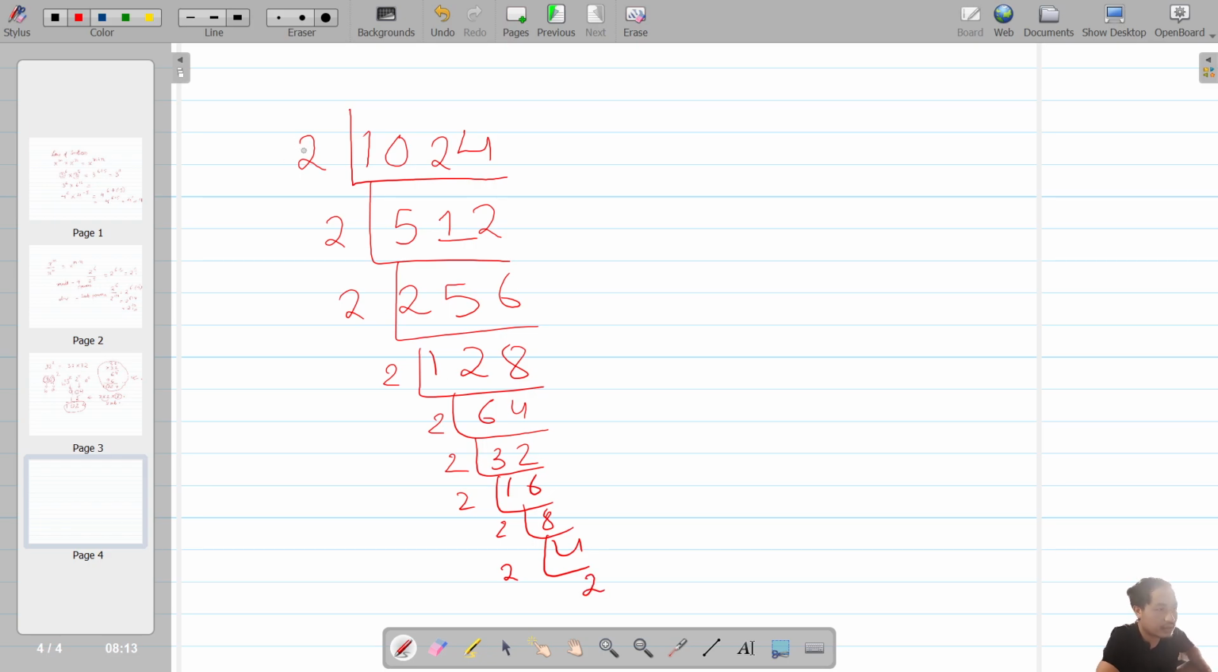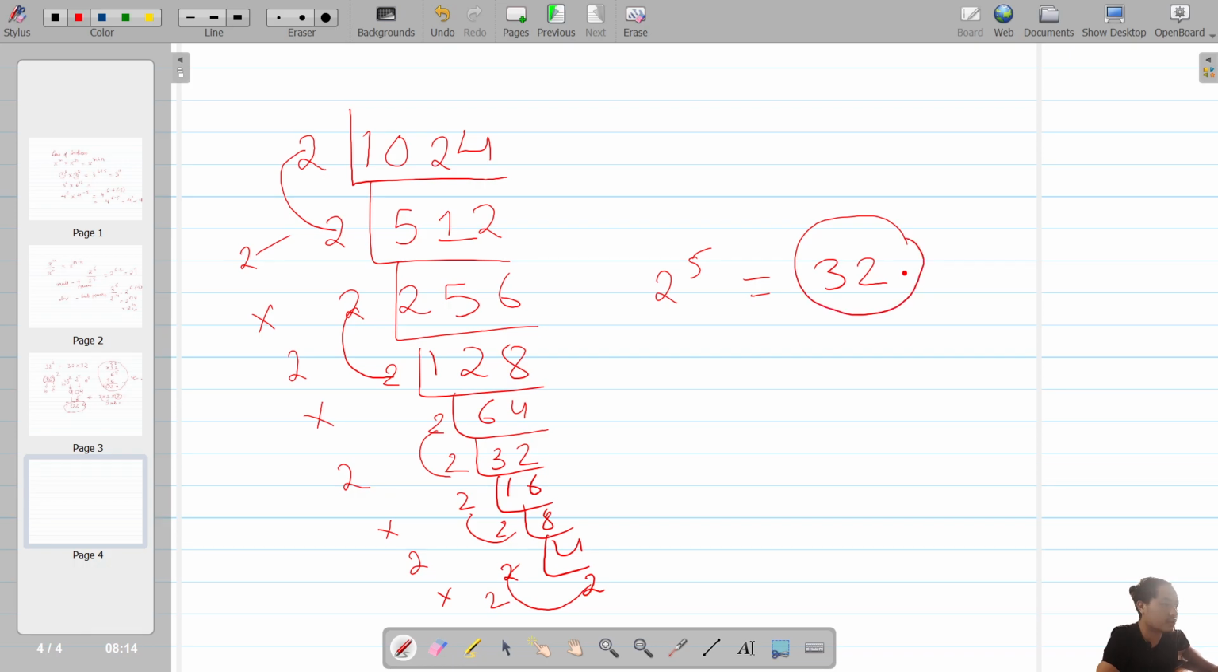Now you will join them in pairs. 1 pair, 2 pair, 3 pair, 4 pair, and 5 pair, which means you have 2 multiplied by 2 multiplied by 2 multiplied by 2 multiplied by 2, which is nothing but 2 to the power of 5, which is 32. So you're getting this answer. Always remember, you just have to pair it up and write it only one time. Okay, so your square root of 1024 is nothing but 32.